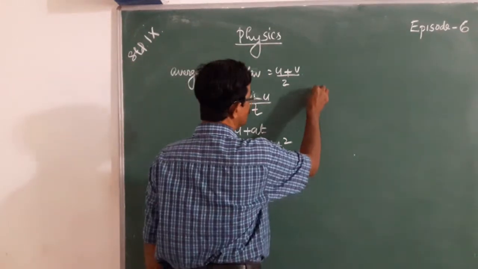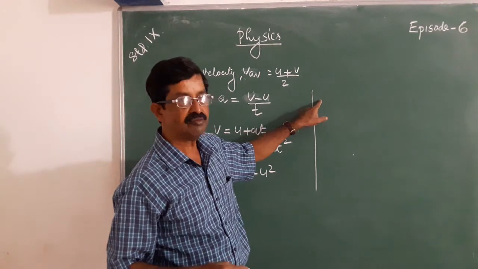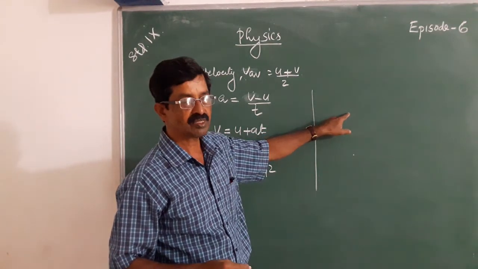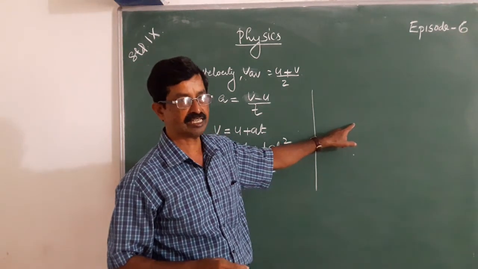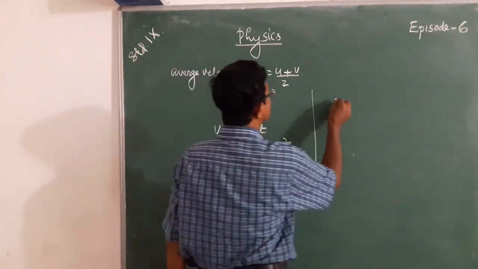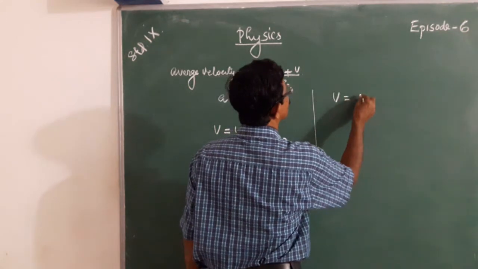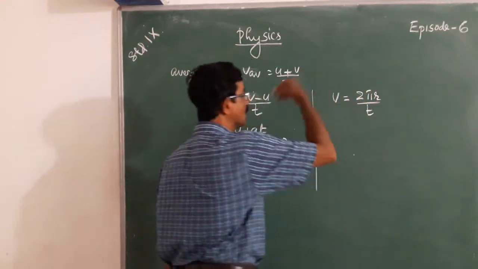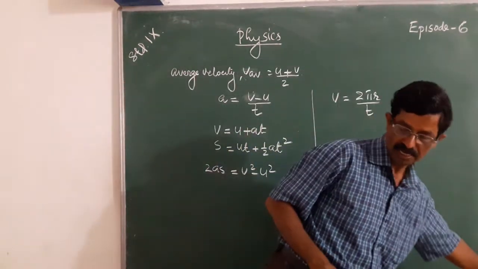Then graphs such as distance time and velocity time graph of uniformly accelerated motion. Then about circular motion, V is equal to 2 pi r divided by t. These are the equations we come across from this unit, motion.